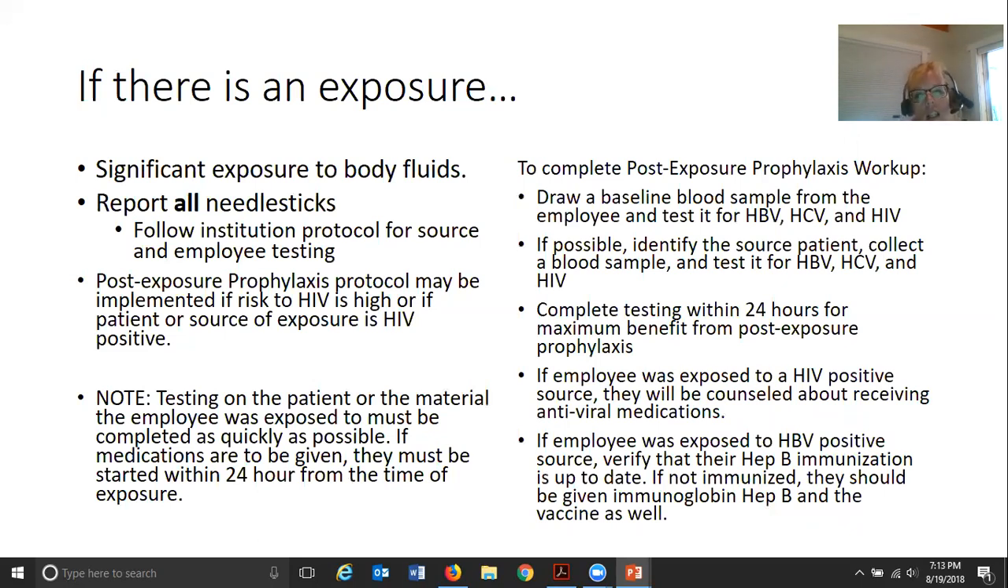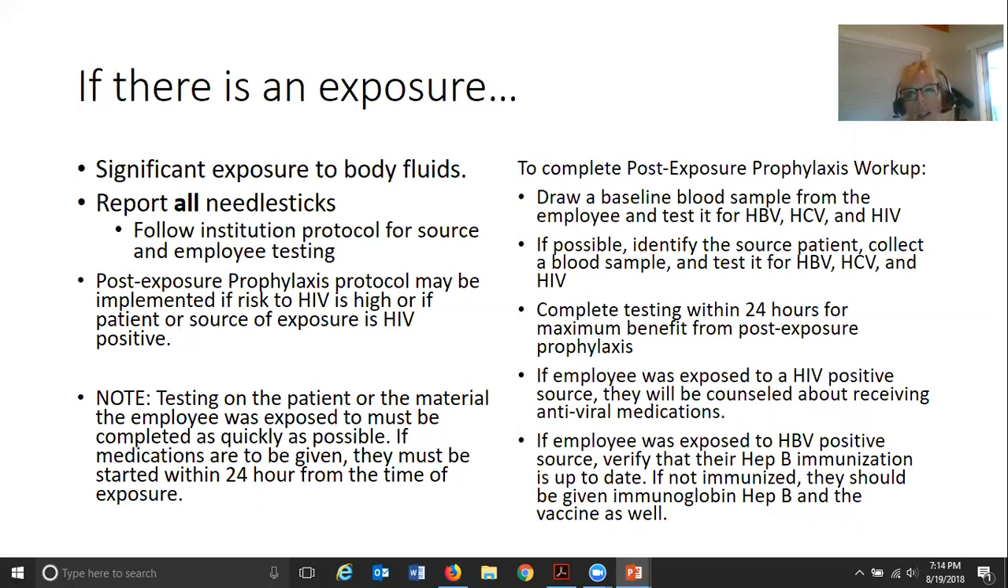When someone is exposed, we test the patient as quickly as possible because if medications are to be given, we want to do it within 24 hours of the time of exposure. So never delay reporting an exposure. If you stick yourself with a dirty needle, you need to report it immediately. If you stick yourself even with a clean needle, it needs to be reported because it's a workplace injury.